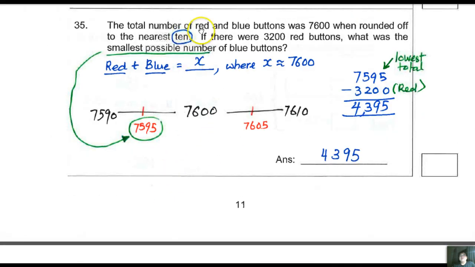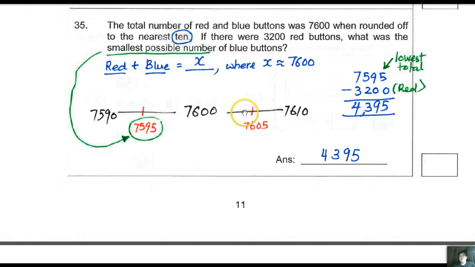The total number of red and blue buttons was 7,600. Okay, it was rounded off to the nearest 10. It means this number is not the actual number, it's been rounded off to the nearest 10. Now, to be rounded off to the nearest 10, the two totals of red and blue buttons could be from here or all the way from here, not this midpoint, which is 7605.